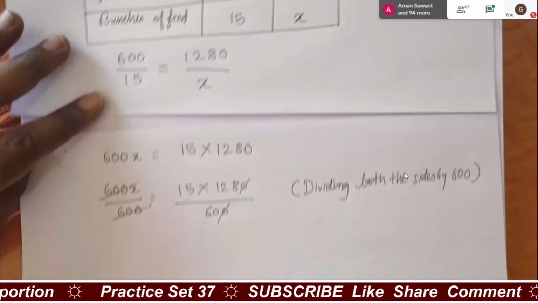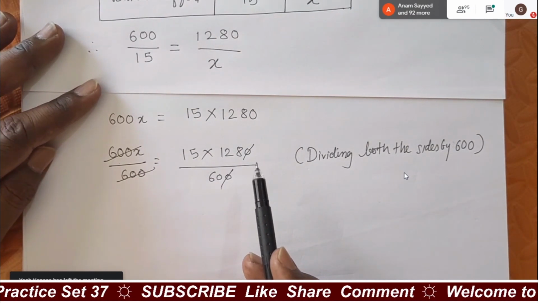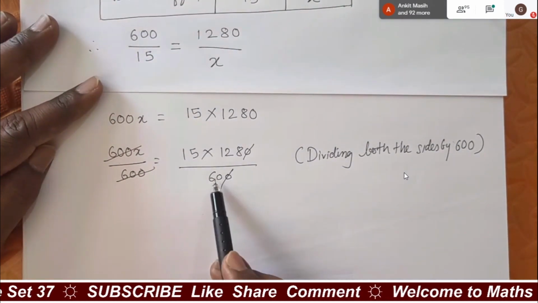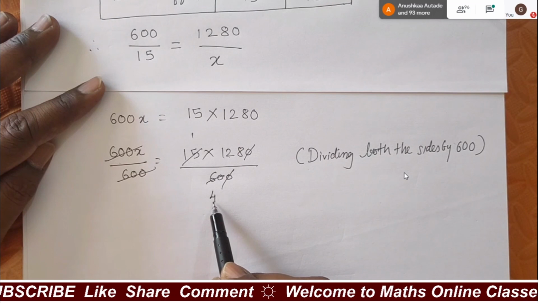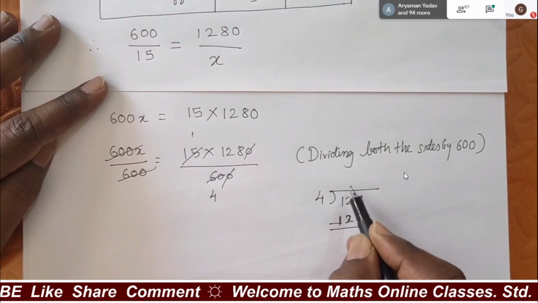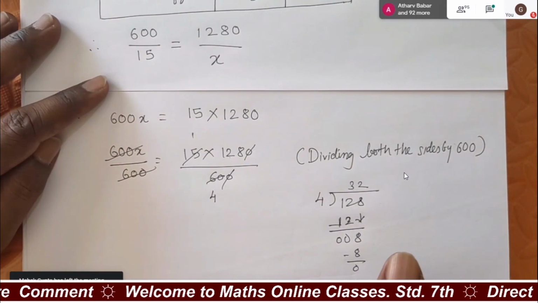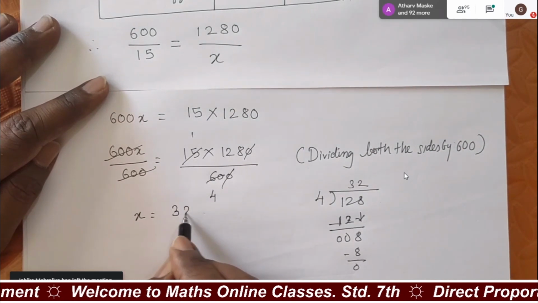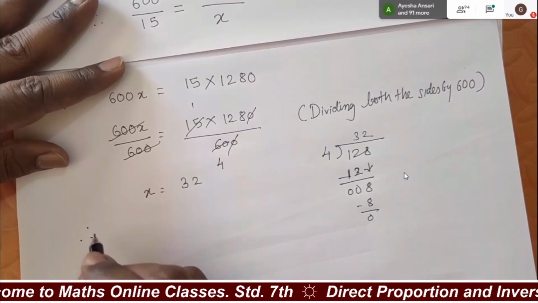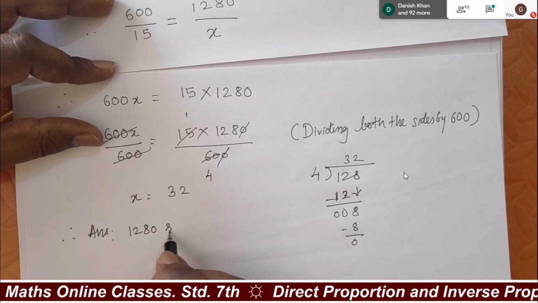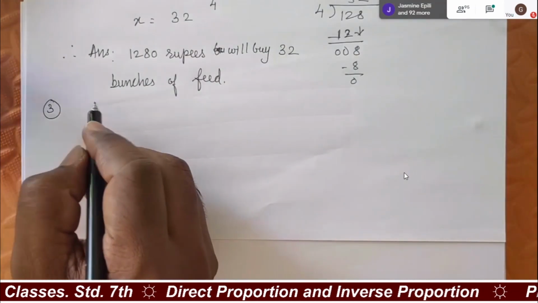We know that in the table of 15, 60 comes. 15 ones are 15, 15 twos are 30, 15 threes are 45, 15 fours are 60. Now here we have 128. We can divide it by 4. 4 threes are 12. Take 8 down. 4 twos are 8. We got 32. X equals 32. We have considered X to mean bunches of feed. Therefore write down the answer: 1280 rupees will buy 32 bunches of feed. Write it down. Write down the third one.